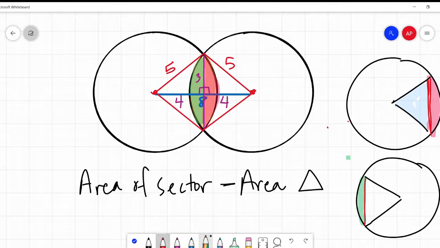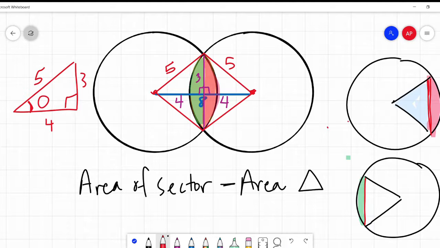So I'm just going to draw it over here so you can really see it. It's 3, 4, 5. And I want to know this angle right here. I'm going to call it theta. So if I find out theta and then multiply it by 2, I'll have this whole angle. All right, so let's figure out what theta is.